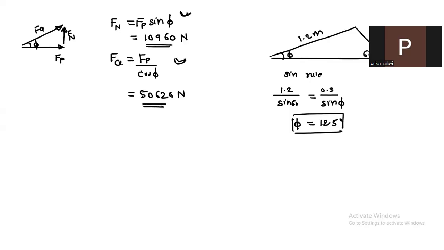You can verify this answer. The answer may be slightly different, that depends on the decimal places, but near about you will get the answers 10,000 and 50,000. Now we got the two answers, Fn and Fq. The question is we have to find out the thrust in the connecting rod. So Fq is nothing but the thrust. Thrust means force. Thrust in connecting rod.